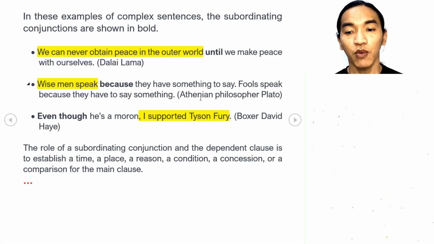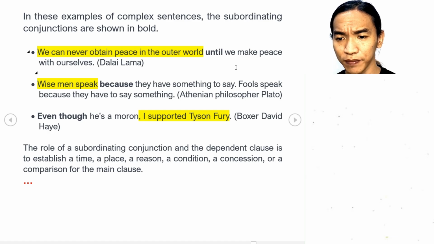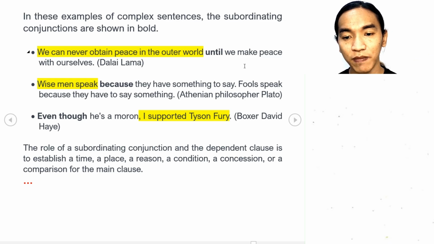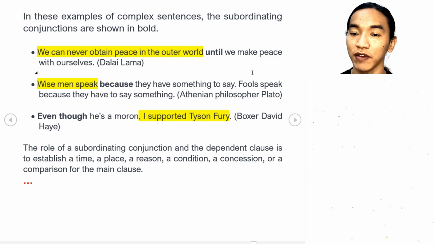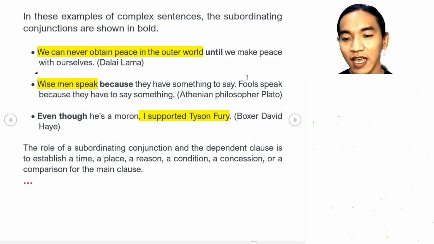Now, we can never obtain peace in the outer world, your independent clause, until, the subordinating conjunction, we make peace with ourselves. Wise men speak because they have something to say. Fools speak because they have to say something. So in this case, we have your independent clause and your subordinating conjunction with your dependent clause. Even though he's a moron, I supported Tyson Fury.